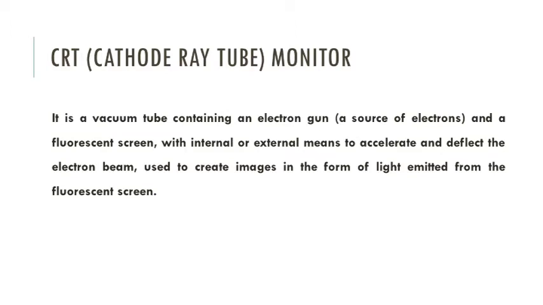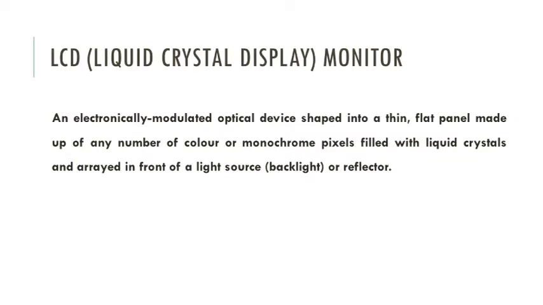Regarding the CRT, the cathode ray tube, it is a vacuum tube containing an electron gun, which is a source of electrons, and a fluorescent screen with internal or external means to accelerate and deflect the electron beam, which is used to create the images in the form of light emitted from the fluorescent screen. So this is the basis of the cathode ray tube.